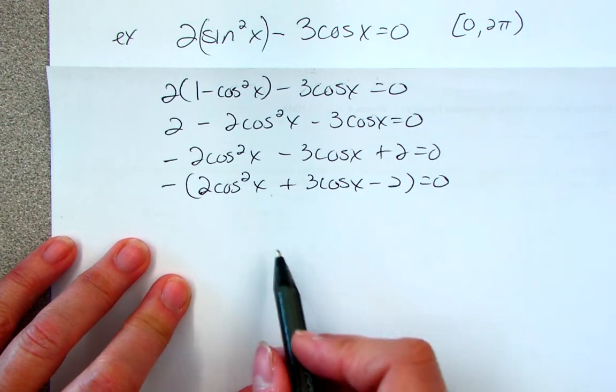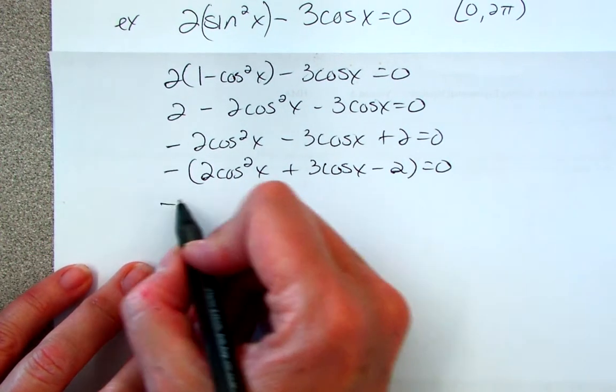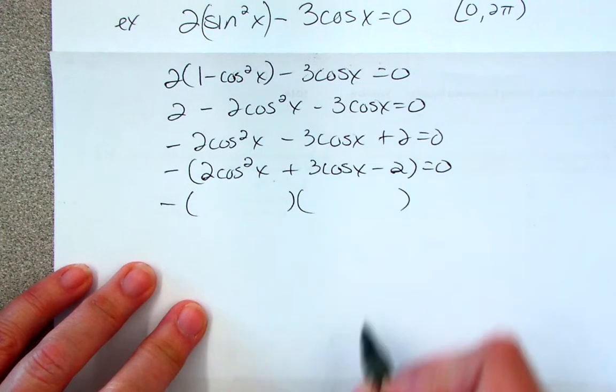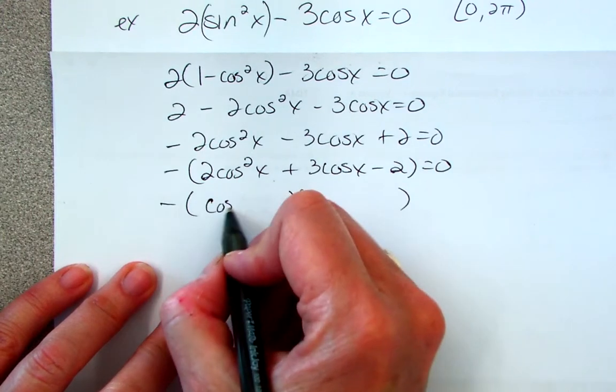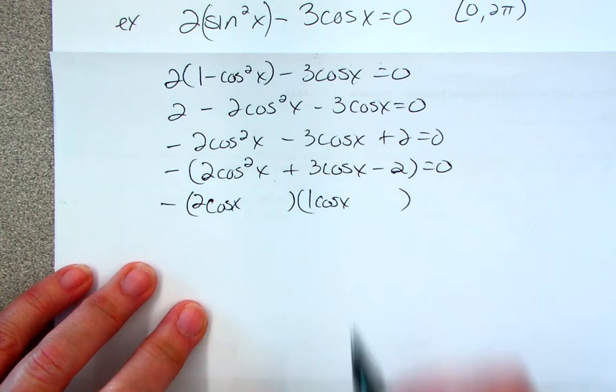And I'm going to try to factor what's inside. I don't like the leading coefficient to be negative. Let's see what we can come up with. A cosine x and a cosine x. One has to be 2. One of them has to be a 1.